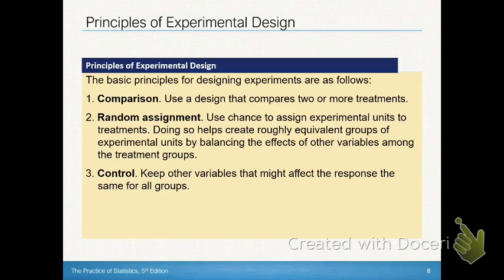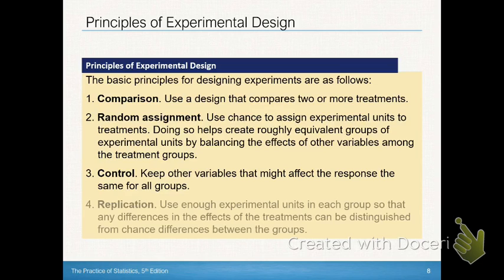You definitely want to have a control. Your control is keeping all of the other variables as consistent as possible. A lot of that happens by doing the random assignment and also by possibly having a placebo in there, that would help with controlling other variables like the placebo effect.